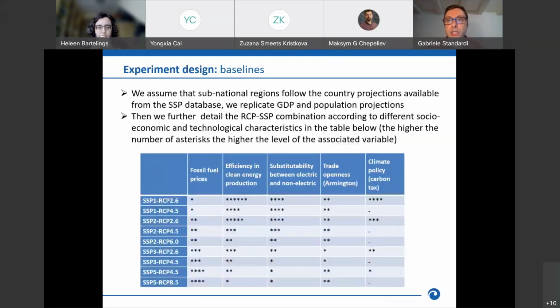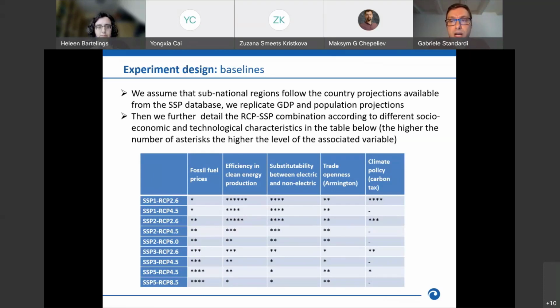Then, of course, as you can imagine, the calibration of these baseline scenarios has not been an easy task because of the size of the model. So to make a long story short, what we do is, first of all, replicate the GDP and population targets from the SSP database, assuming that the subnational regions follow the projections of their respective countries. But then, of course, we further characterize the SSP-RCP combination using a number of variables you can see here.